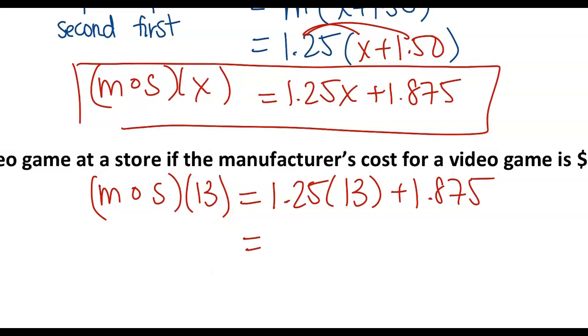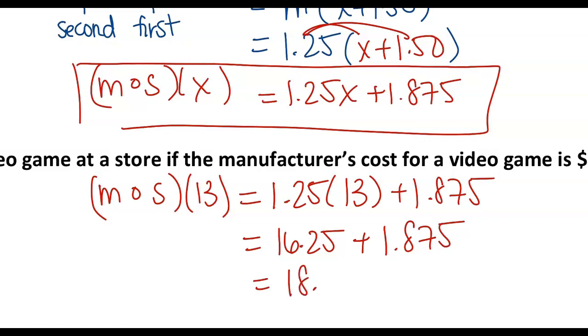You have a brain, you have a calculator, use it. So if I was to multiply 1.25 times 13, I'd get 16.25. And then what's 16.25 plus 1.875? Okay, let's round it to 2 decimal places. So 18 point what? 18.13. That would be the cost of the store. So the store would charge you $18.13.